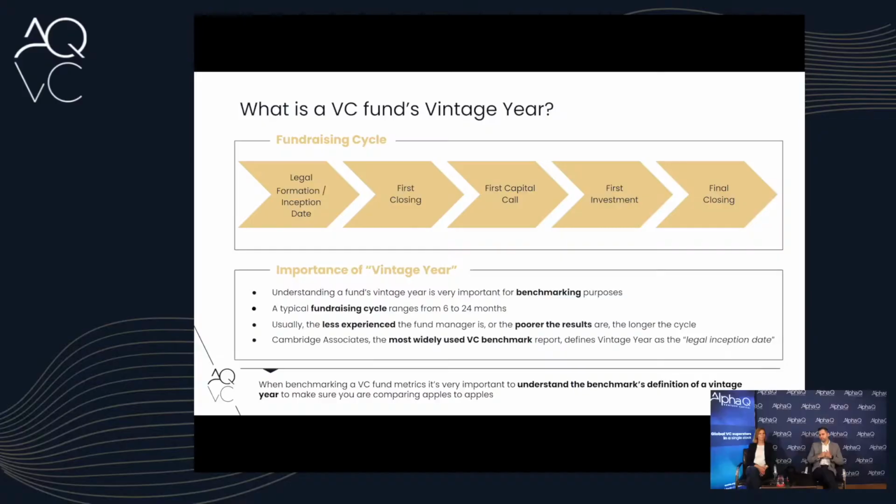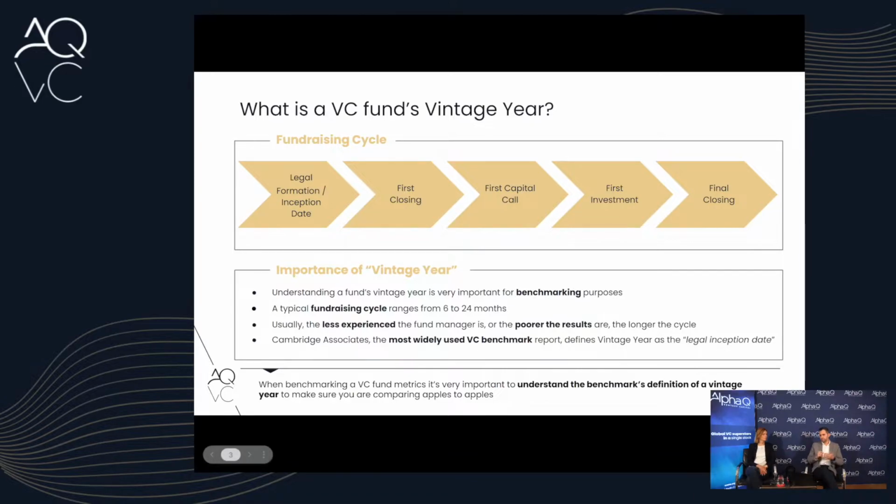Taking a step back, before diving deep into the VC fund metrics, it's important to understand what a VC fund's vintage year is, how it is set, and who actually defines it. If you take a quick look at the upper side of the slide, you can see that a typical VC fund's life cycle ranges from 6 months to 24 months. It usually starts with the legal formation or inception date, then the first closing once you have the first few LPs, and then the first capital call, so you can start making the first investments, and then the final closing. Sometimes there are even more than 2 or 3 closings.